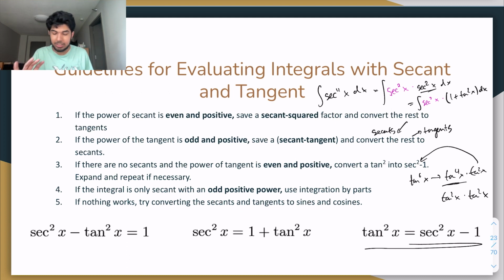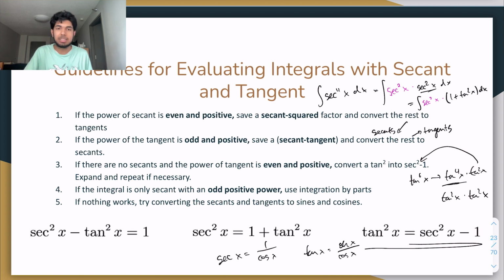Number 4, if the integral is only secant with an odd positive power, then we'll have to use integration by parts. Finally, if nothing works, then try converting the secants and tangents into sines and cosines. Remember, secant of x is equal to 1 over cosine of x, and tangent of x is equal to sine of x over cosine of x.